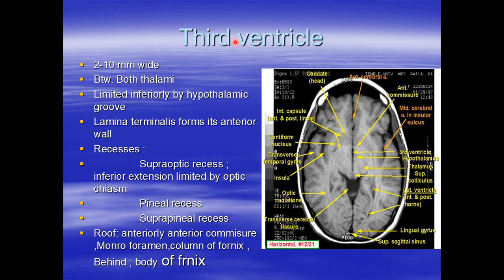Again, to our topic, the third ventricle is not more than 10 millimeters in width maximum, and it's located between the thalami. You look for the thalamus on the right, and on the left side, and it is located between them. Inferiorly, the floor is the hypothalamic group. The hypothalamus forms the floor of the third ventricle. The anterior wall is formed by the lamina terminalis.